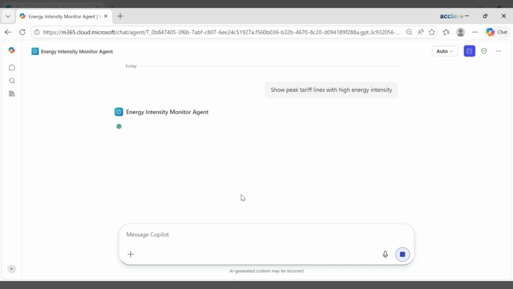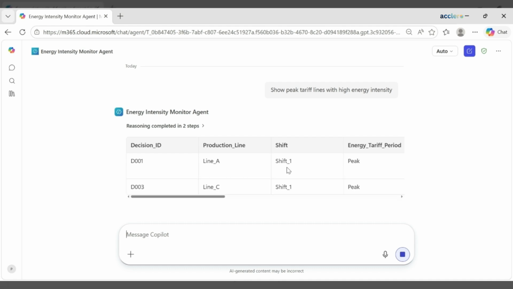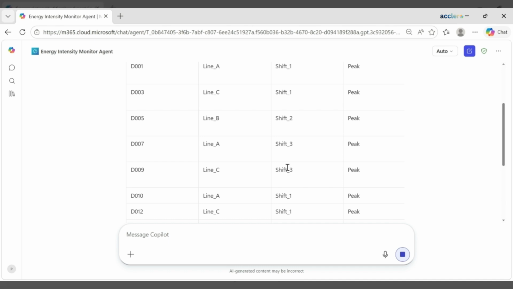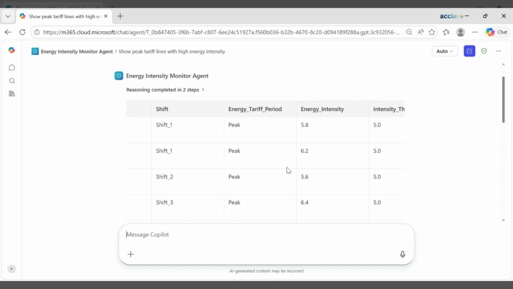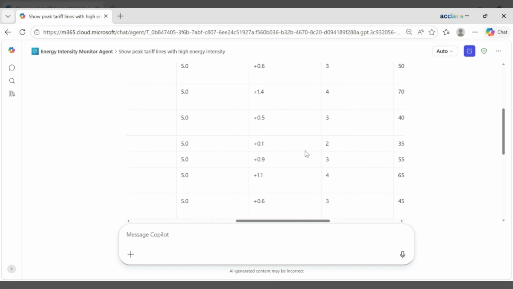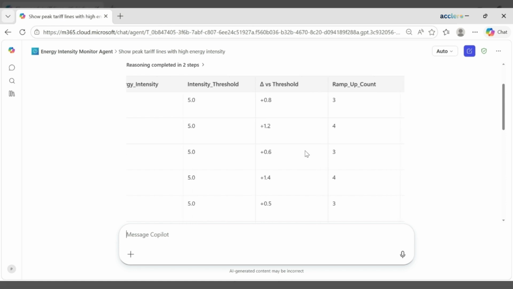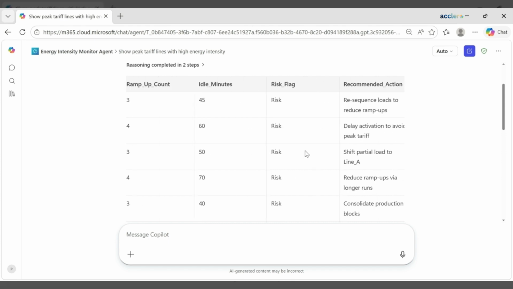Here I am asking the agent to show the peak tariff lines with the high energy intensity. So the agent analyzes the production schedule and identifies the lines operating during the peak tariff periods where the energy intensity exceeds the defined threshold. So here we can see the multiple lines across the shifts with the high ramp up count and idle minutes contributing to the increased energy usage.